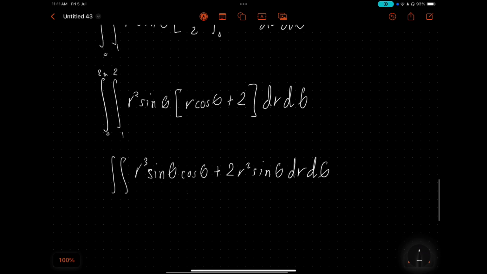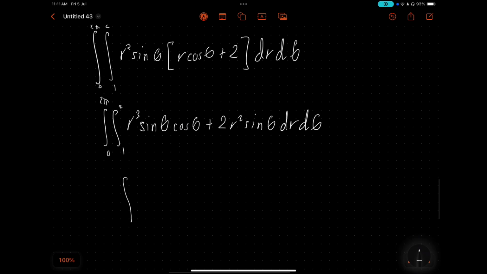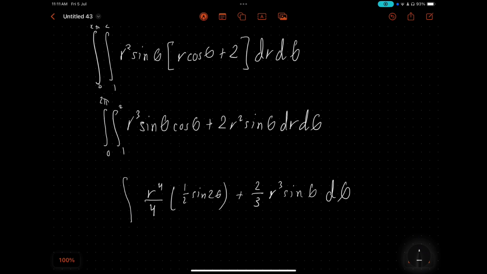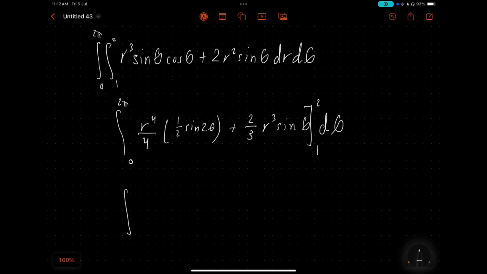Okay, now we're going to integrate with respect to r, which is basically this: r to the 4 over 4, and then we multiply by 1 over 2 sine 2 theta. Now plus 2 over 3 r cubed sine theta d theta. Of course it's evaluated from 1 to 2, and 0 to 2 pi. And now let's evaluate this from 0 to 1.